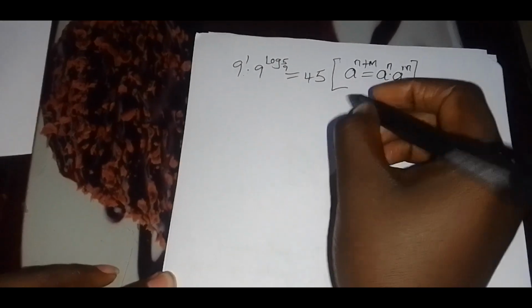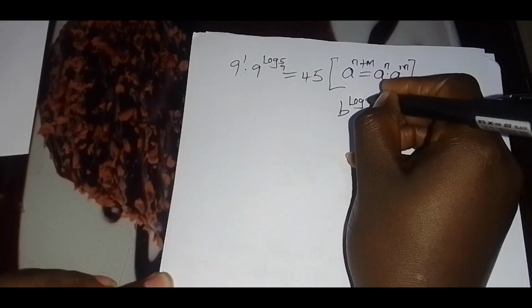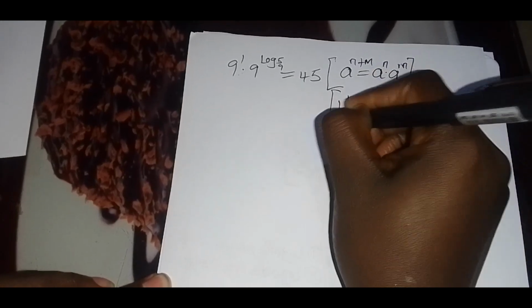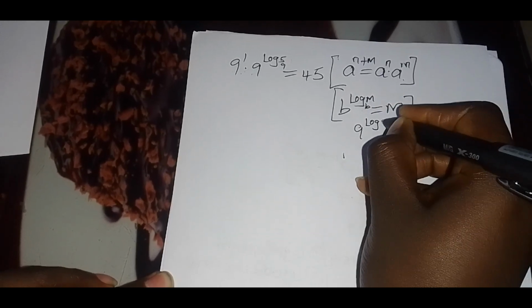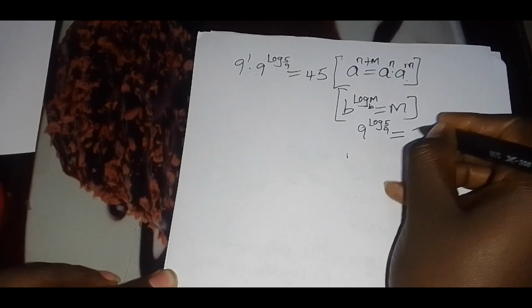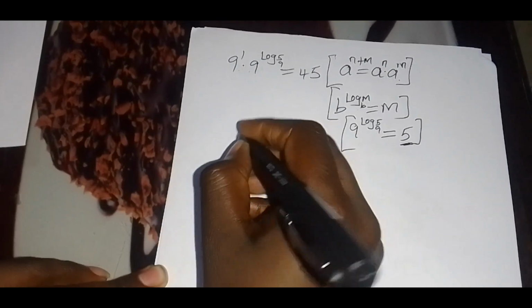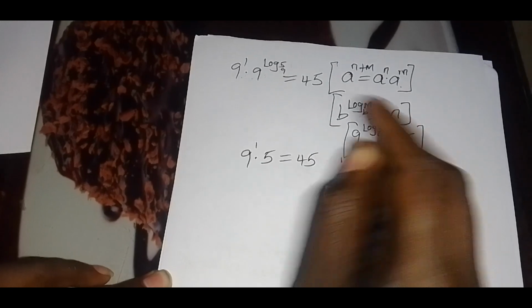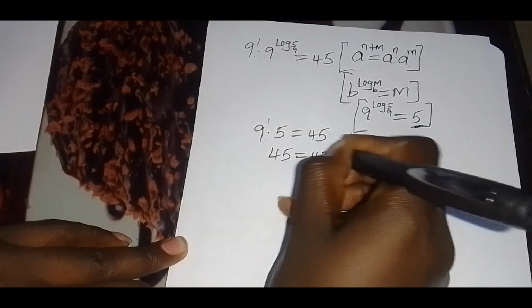Okay, now applying, if you have b raised to power log m to base b, this essentially is supposed to give you m. Okay, so applying this identity, in our case here we have 9 raised to power log 5 to base 9. This will essentially give us 5. Okay, so we substitute 5 back into our equation here, so that we'll have 9 raised to power 1 multiplied by 5. This is supposed to give us 45. So actually 9 times 5, this is 45, which is equal to 45.